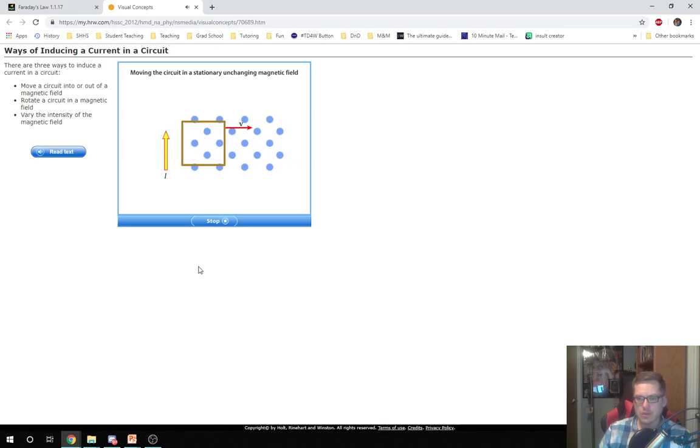So here, as we enter, we get a current. Notice that when we're in the middle, the current goes away, and then as we leave, we get a current in the opposite direction. All right, rotating the circuit will also create the current. You notice here we can spin it, it changes that flux, so we get a current.